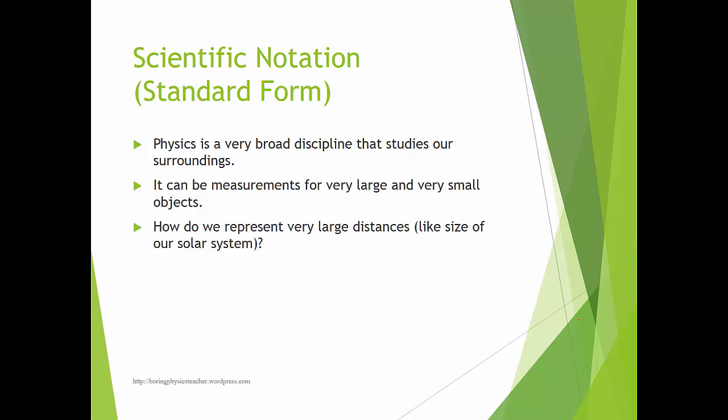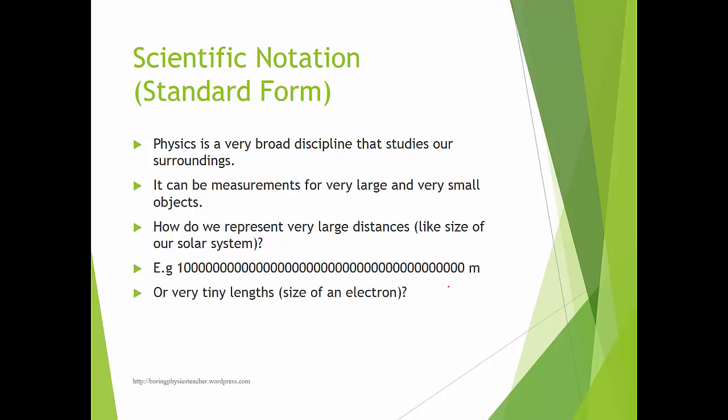So how do we actually represent a very large distance like the size of our solar system? Something with so many zeros, okay? Or very tiny lengths like the size of an atom or electrons. You find that it is very unwieldy to write very large numbers with lots of zeros, or very small lengths like 0.00001.